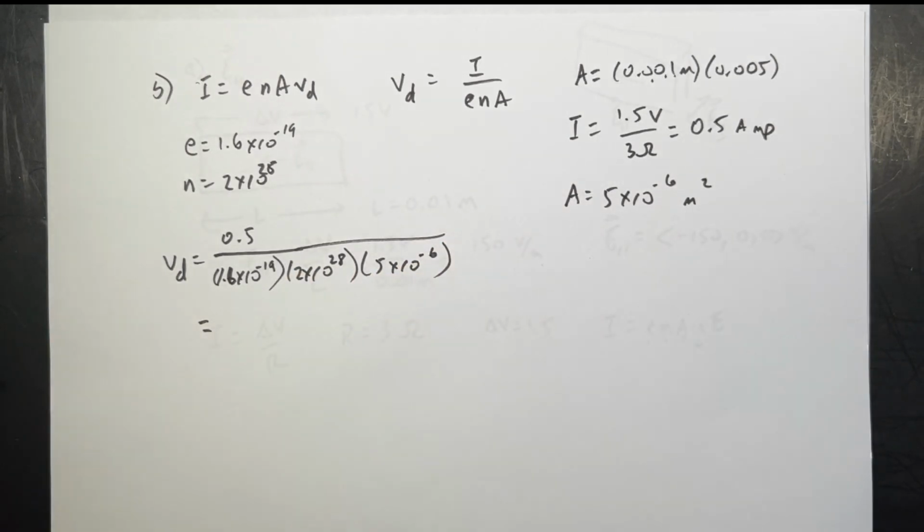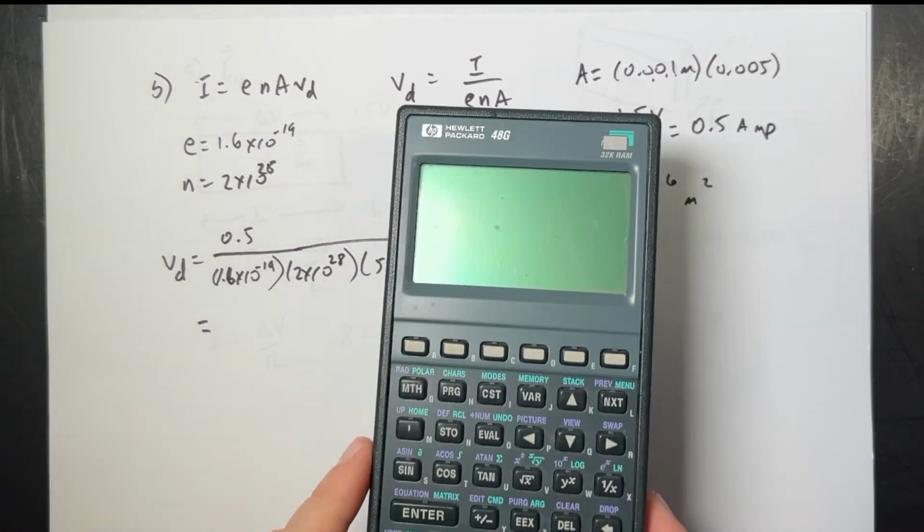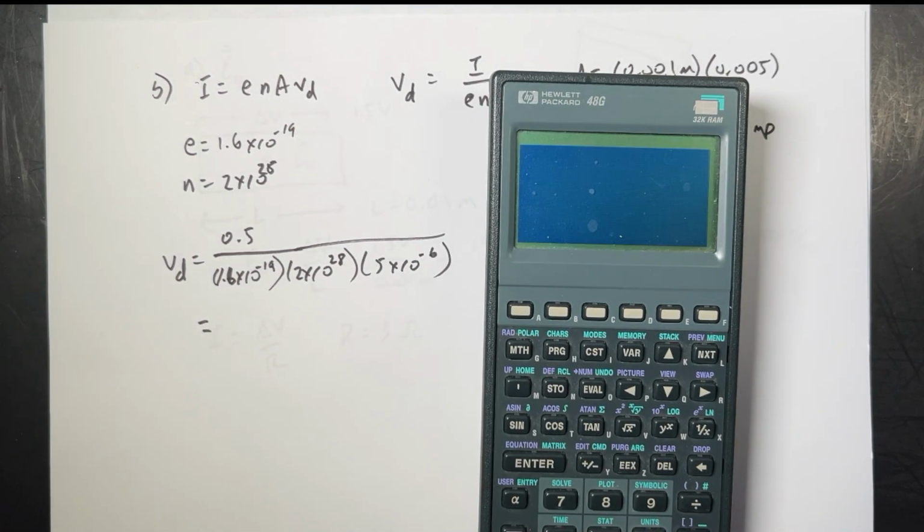And I can't do that in my head. But I do have a calculator. You could use Python. You should use the calculator that makes you happy. I like this RPN calculator right here.